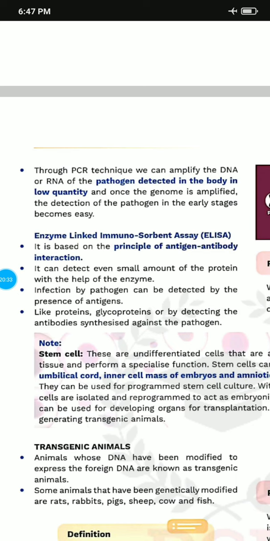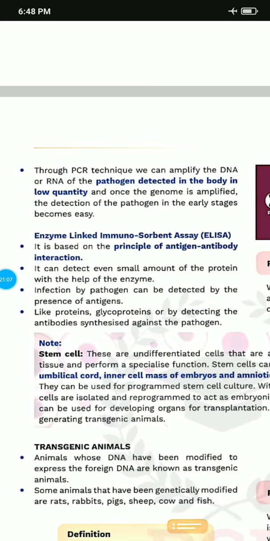ELISA is a technique by which AIDS can be detected. AIDS is not cured, but we can detect AIDS with the help of ELISA. It is based on the principle of antigen-antibody interaction. A small amount of protein, like a glycoprotein, is detected with the help of an enzyme, or the antibody synthesized against the protein is detected.